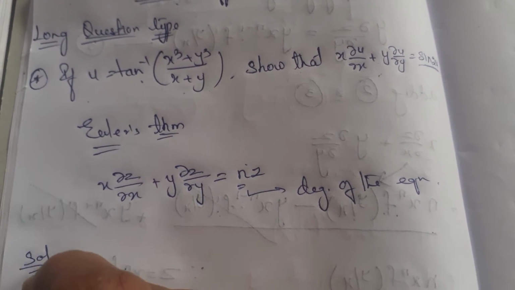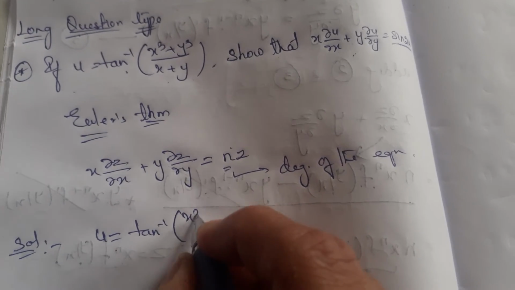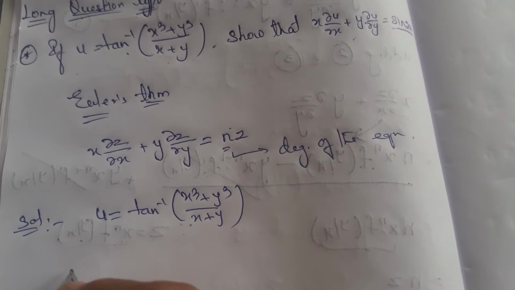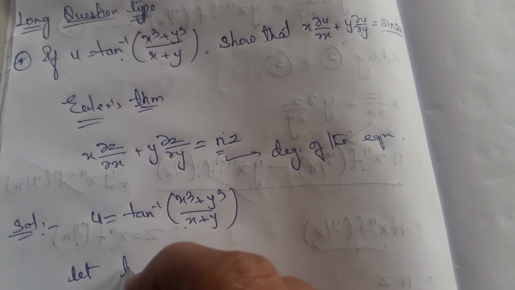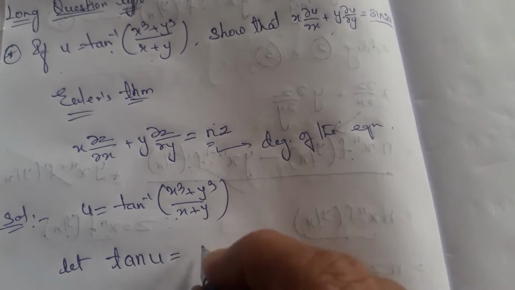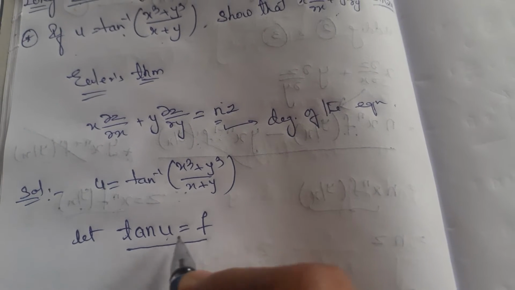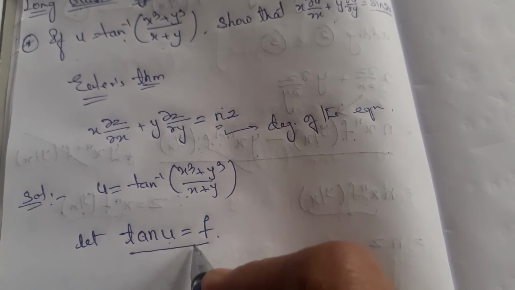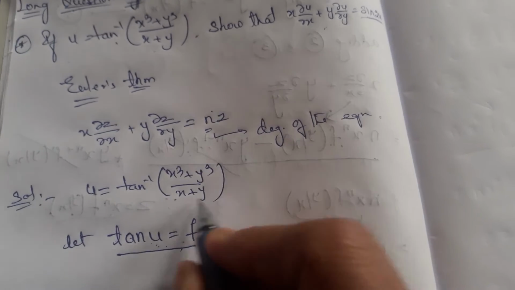So our solution starts from here. Given, u equals tan inverse of (x cube plus y cube) by (x plus y). Let tan u equal f. We are considering tan u equals f. Now how will we use this term?